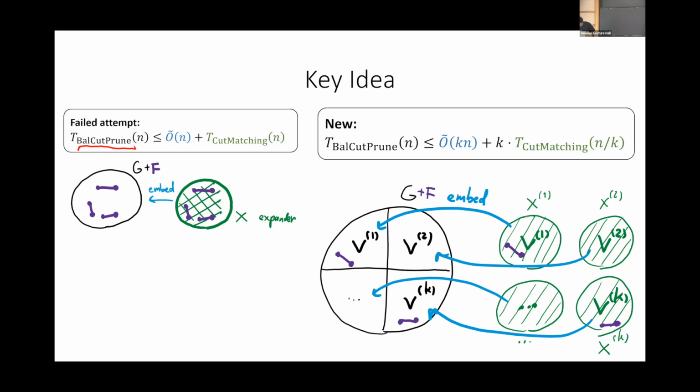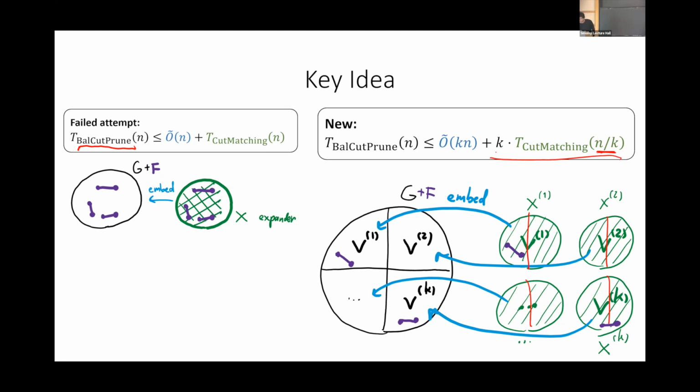The time to choose the cut on each of these graphs: you spend a cut matching game on a graph of size n over k. You need to do it for k many instances. Okay, and so that explains the term here.